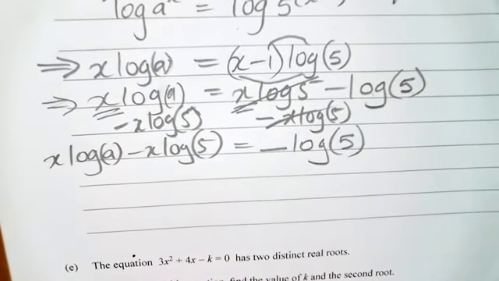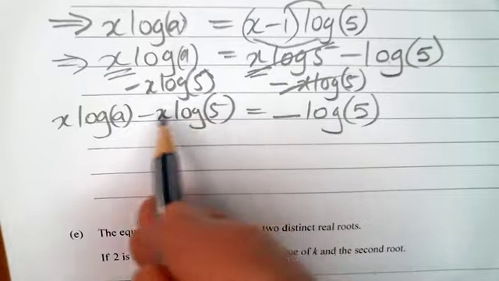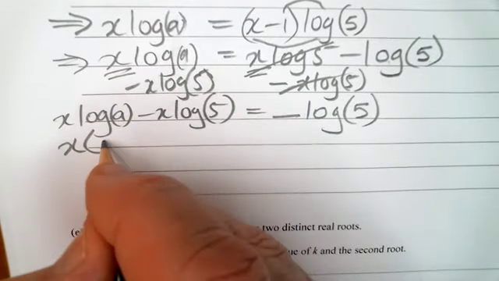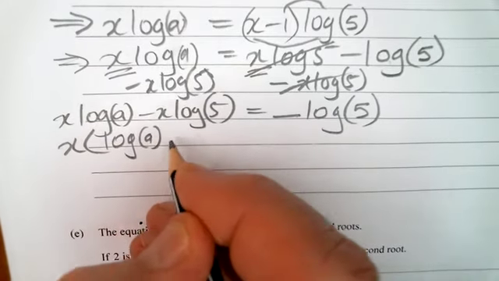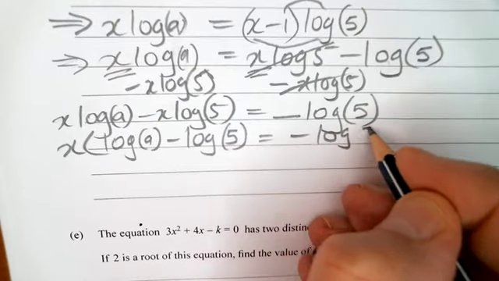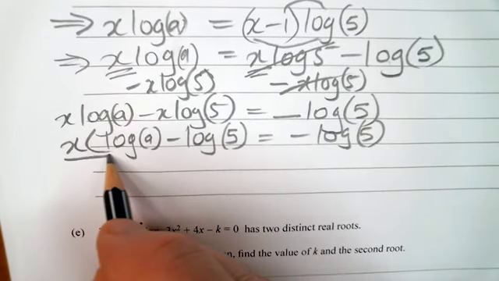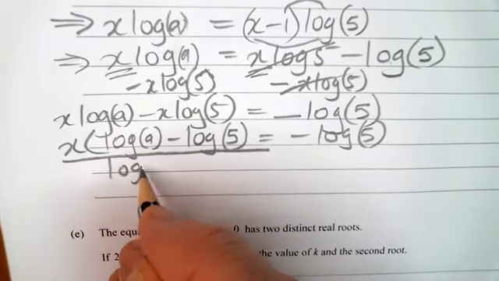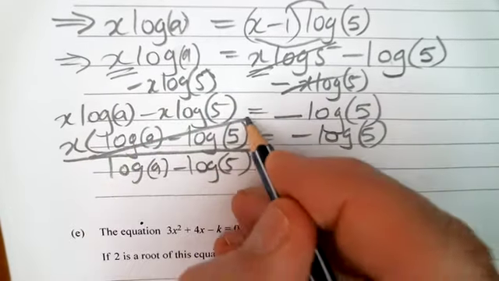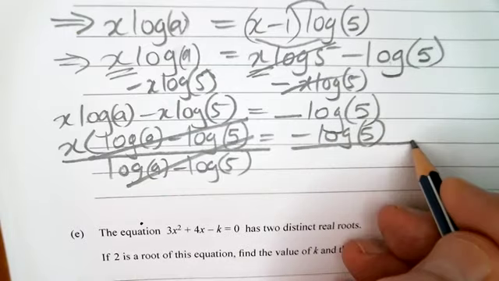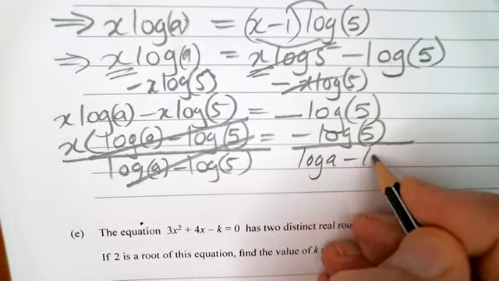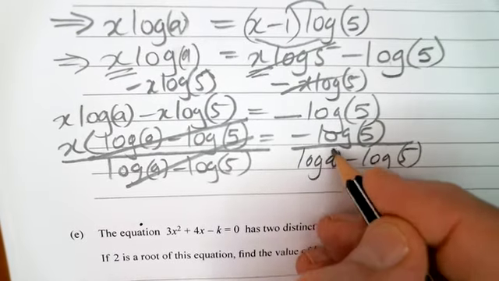There it is. So now I can factorize this bit on this side. I'm going to take the x outside the brackets, which would leave log a minus log 5 is equal to negative log 5. I'm going to divide both sides by log of a minus log of 5. And divide this side by the same thing, log a minus log 5. There it is.